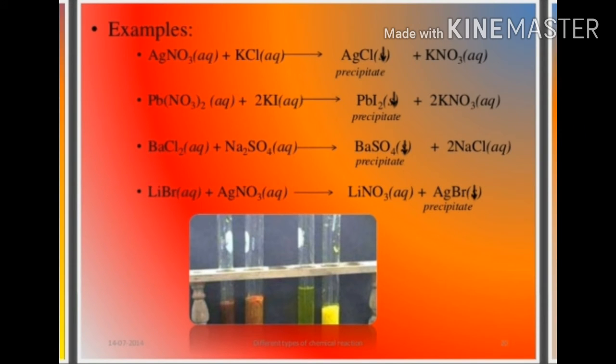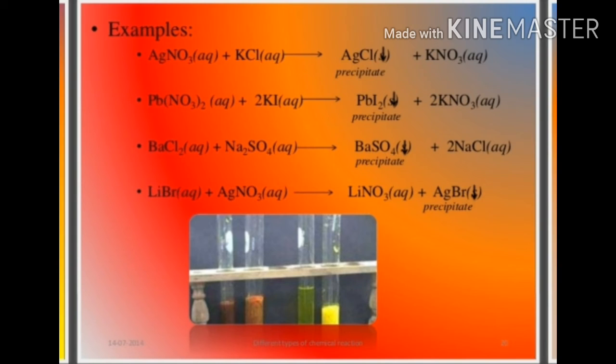Now examples of precipitation reaction. First example: AgNO3, silver nitrate aqueous solution, reacts with potassium chloride aqueous solution, and this produces silver chloride precipitate and potassium nitrate aqueous solution. Second example: lead nitrate, Pb(NO3)2, aqueous solution reacts with potassium iodide aqueous solution, and it produces precipitate of lead iodide and potassium nitrate solution.